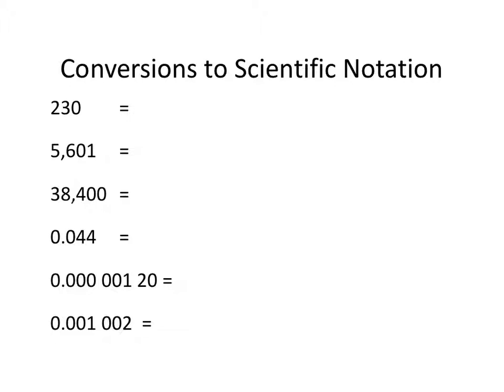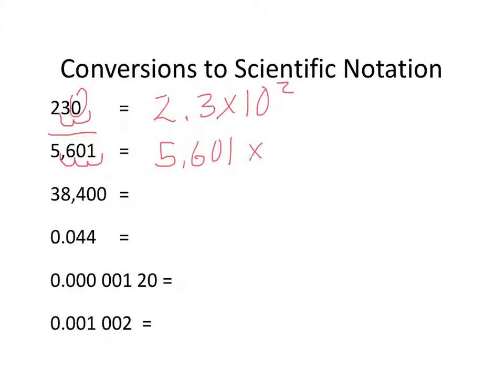230. We need to move our assumed or presumed decimal point over 2 places, and we get 2.3 times 10 to the 2. We didn't include the other 0 because this 0 is not significant. All of these numbers are significant. We need to move our decimal point over 3 places, so we have 5.601 times 10 to the 3.